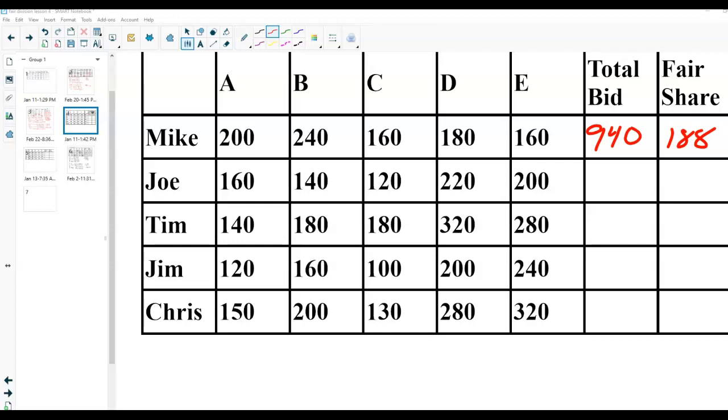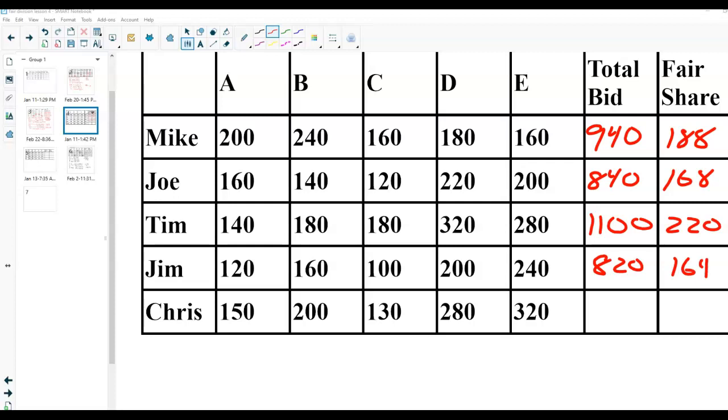160 plus 140, 120, 220, 200 is 840. When I divide this by 5, we get 168. 140 plus 180 plus 180 plus 320 plus 280 is 1100. We divide by 5, we get 220. 120 plus 160 plus 100 plus 200 plus 240 is 820. Divide by 5, we get 164.